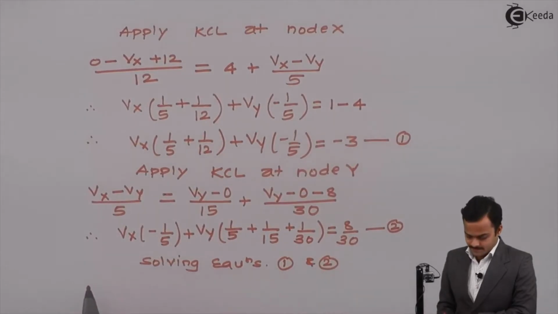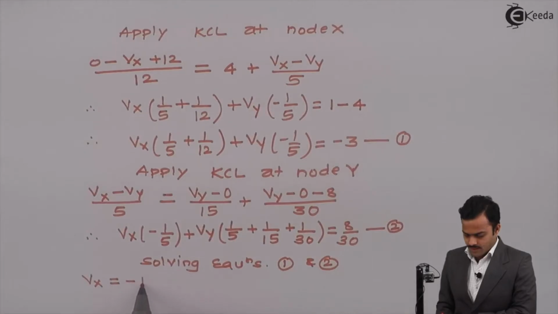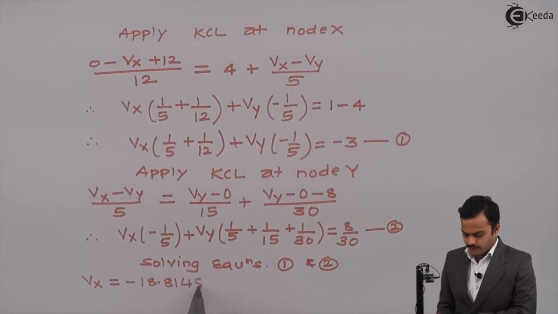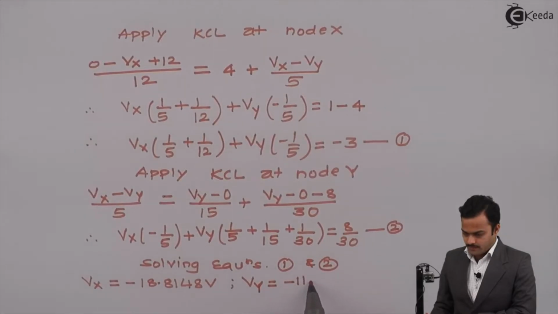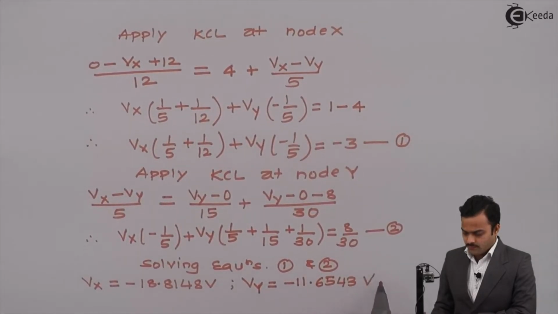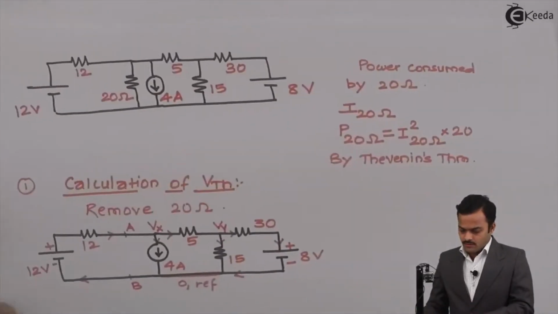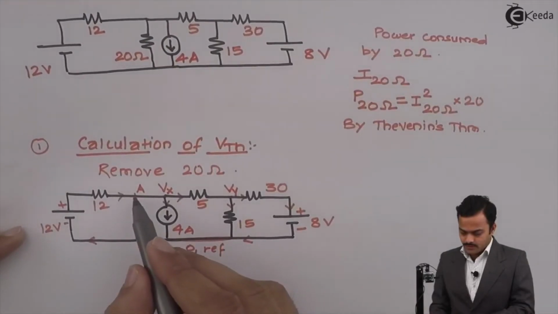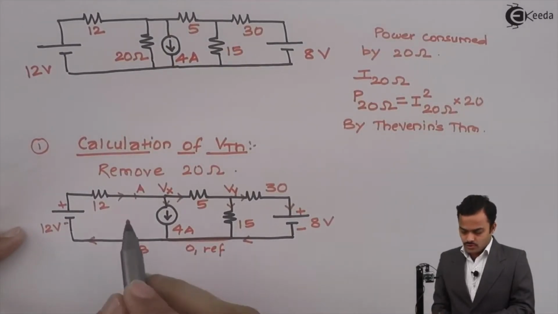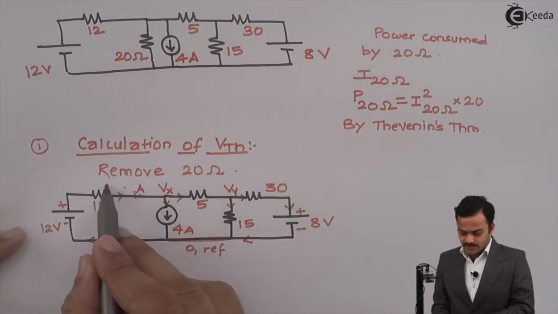I will get Vx as minus 18.8148 volt and Vy equal to minus 11.6543 volt. My job is to find out voltage between these two terminals. So I will draw this part of the circuit.